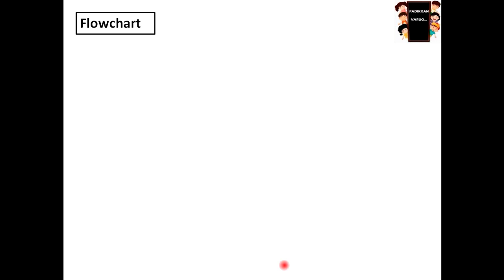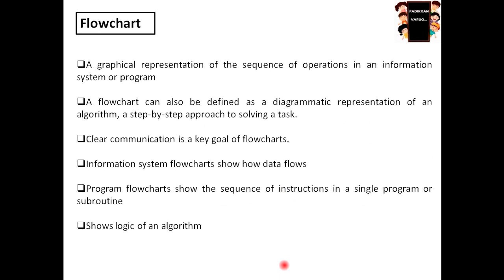A flowchart is actually a pictorial representation of an algorithm. A flowchart will provide a clear picture about the problem. So a graphical representation of the sequence of operations in an information system or program can be treated as a flowchart. Another explanation for the flowchart is that a flowchart can also be defined as a diagrammatic representation of an algorithm, a step-by-step approach to solve a task.